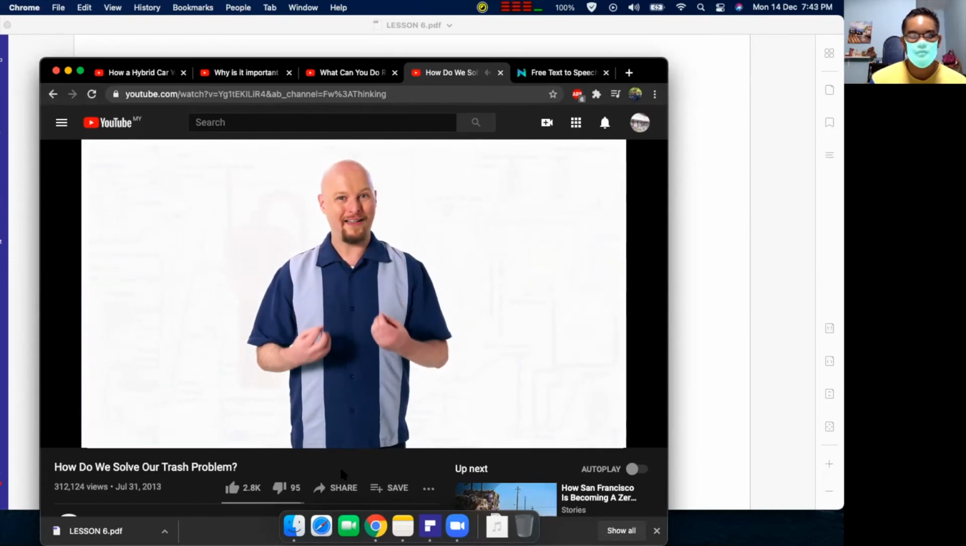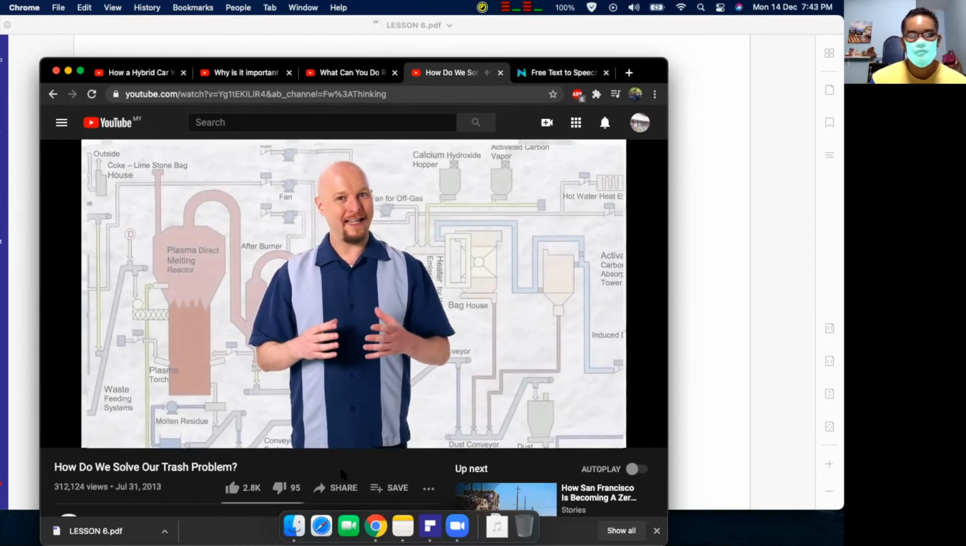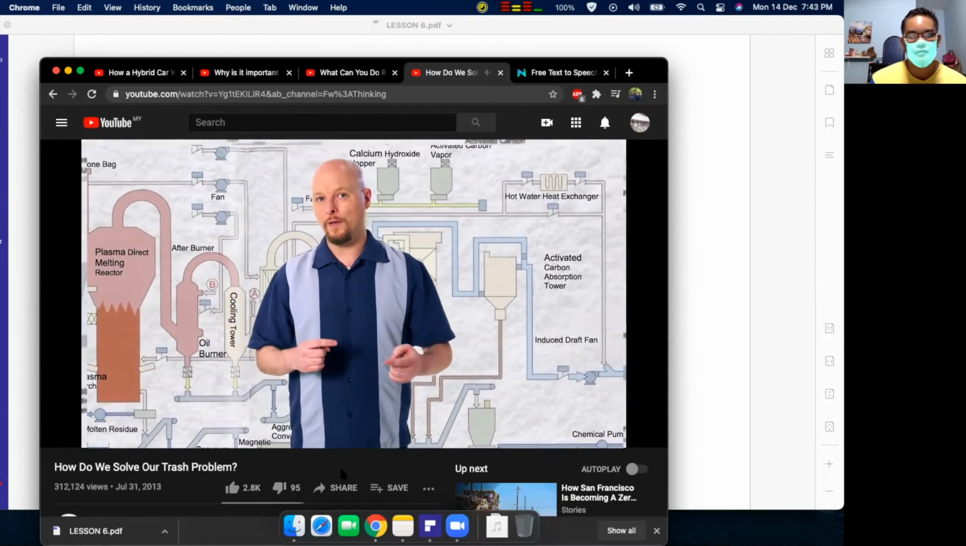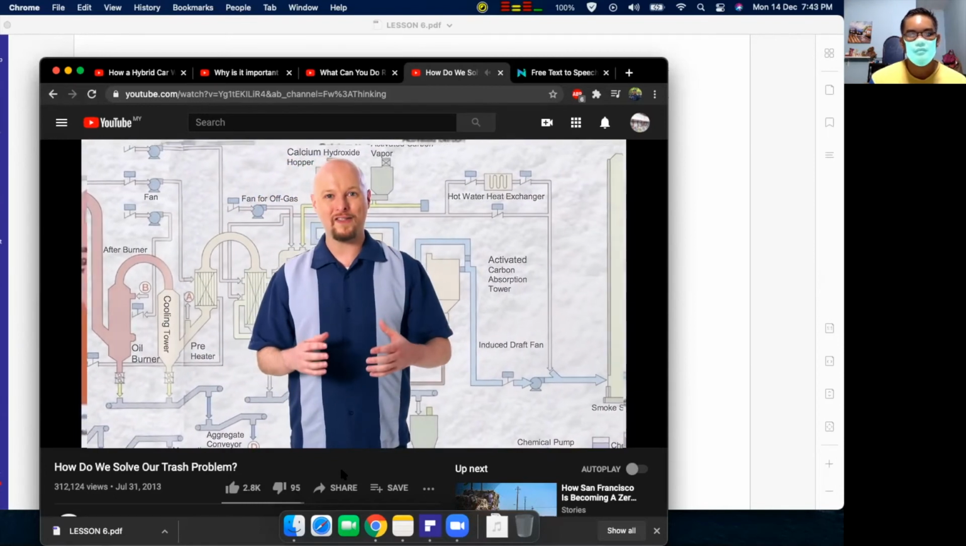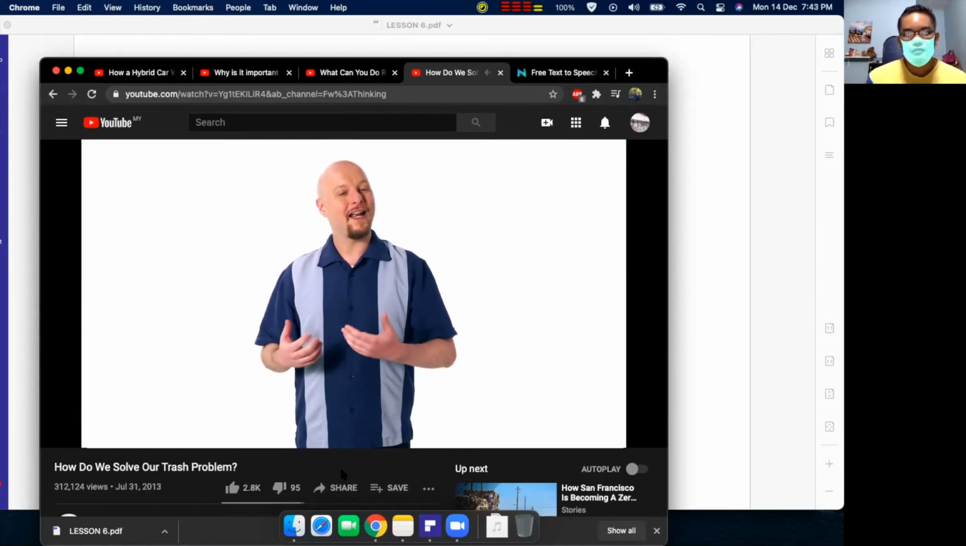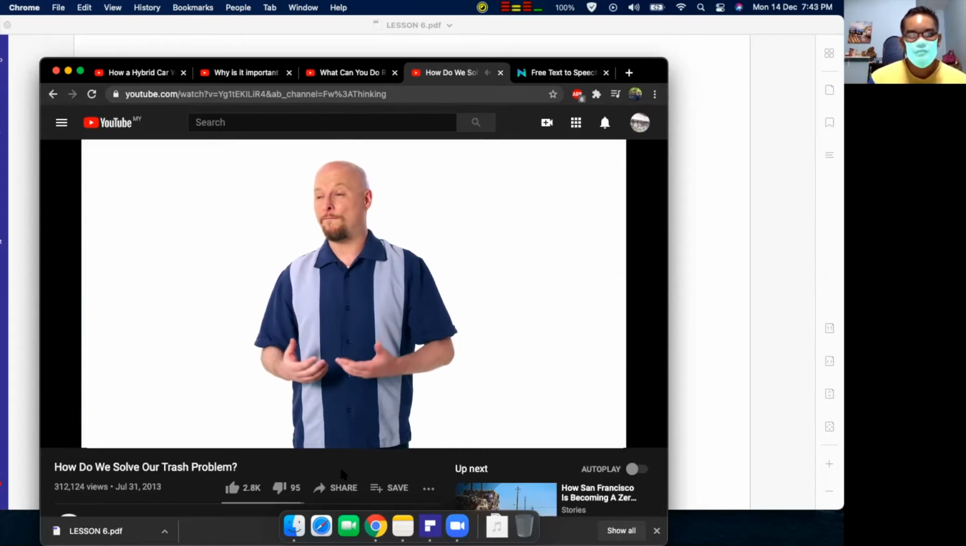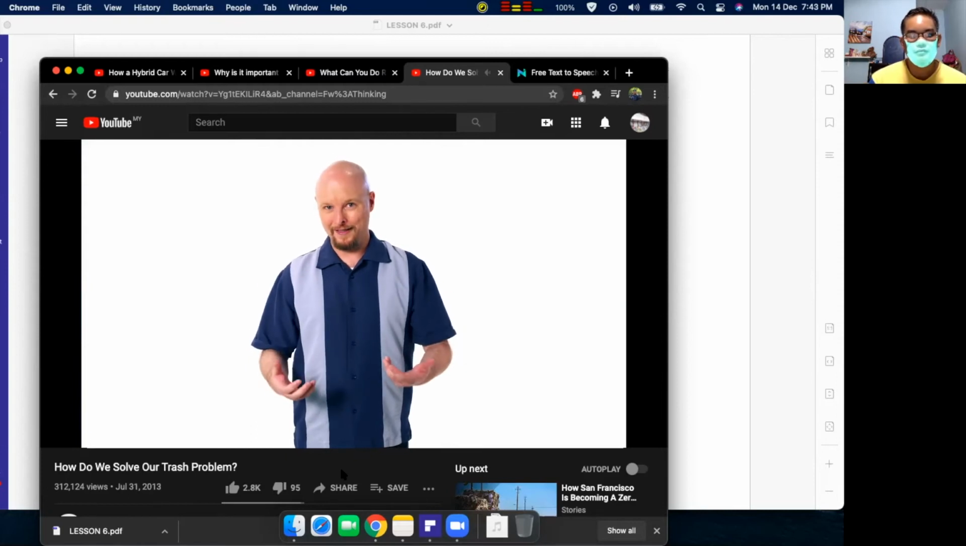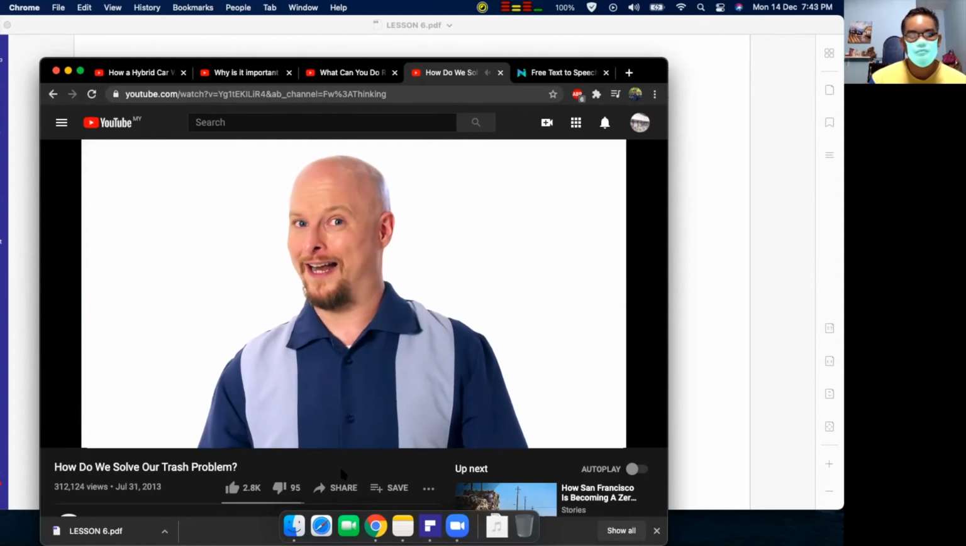And here's the really awesome part. That synthetic gas can actually be turned into fuel that will run the plasma waste converter itself. And if you generate enough synthetic gas, you can actually generate enough electricity to feed back into the power grid. And what about the landfill that's not in a landfill?